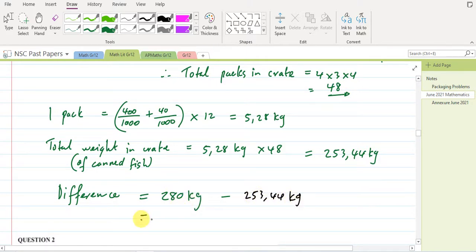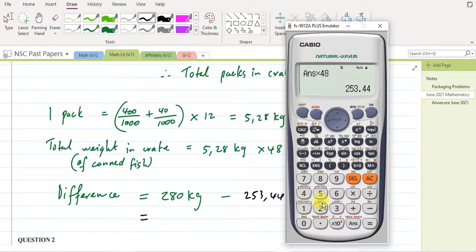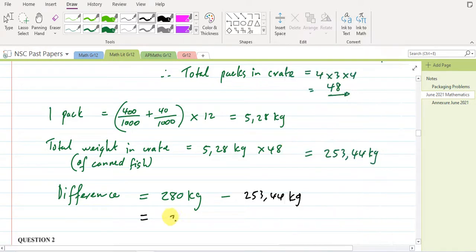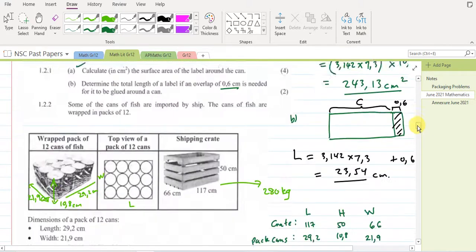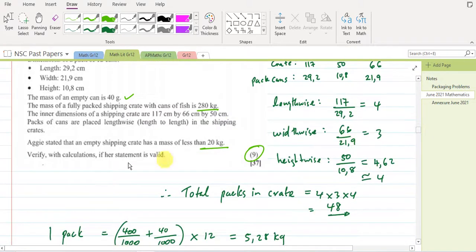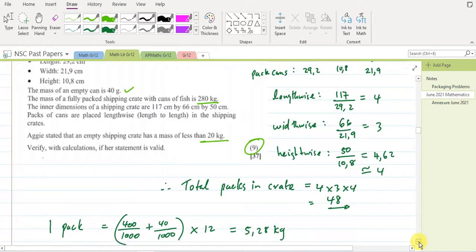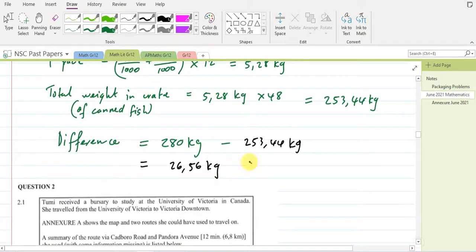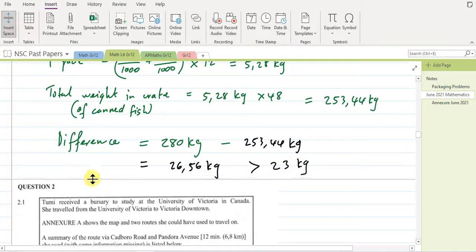So if you take the difference here, 280 minus 253.44, we're getting an answer of 26.56 kg. So what did they ask? Verify, AG stated that an empty shipping crate has a mass of less than 20 kg. Verify with calculation if the statement is valid. It clearly looks like this is greater than 20 kg, so her statement is invalid.